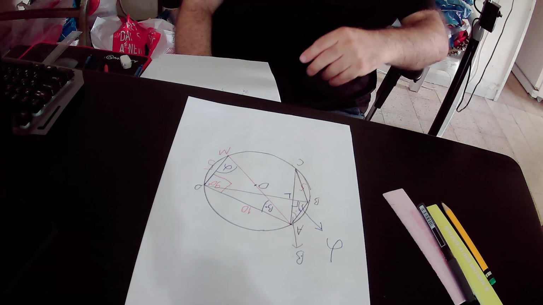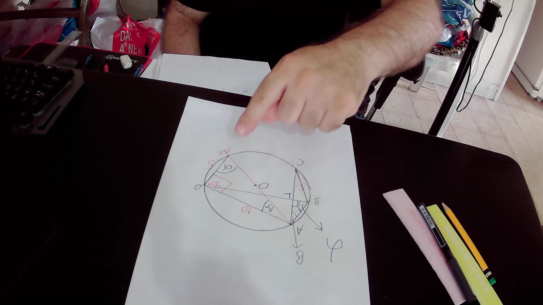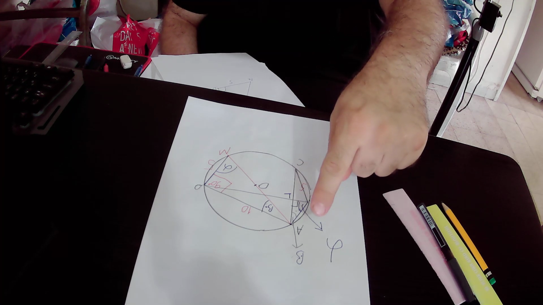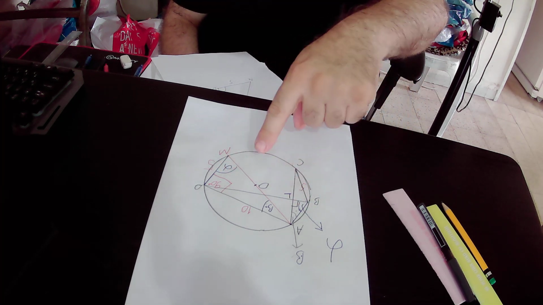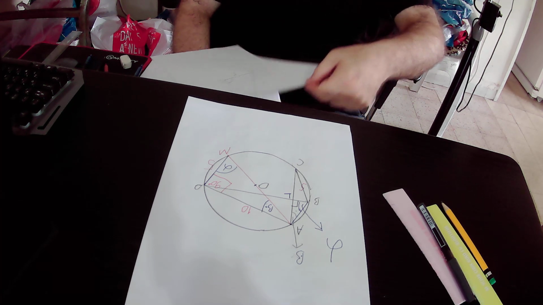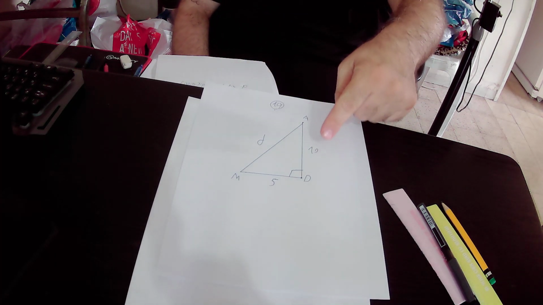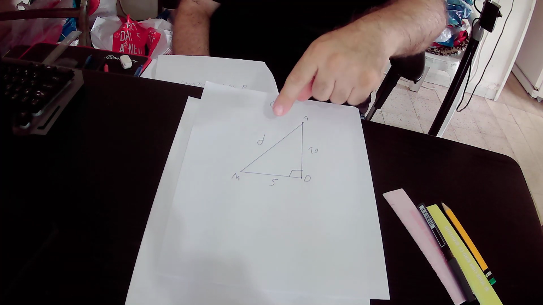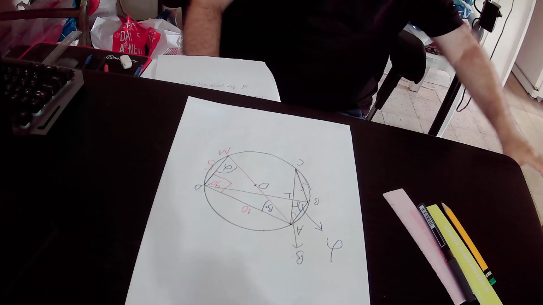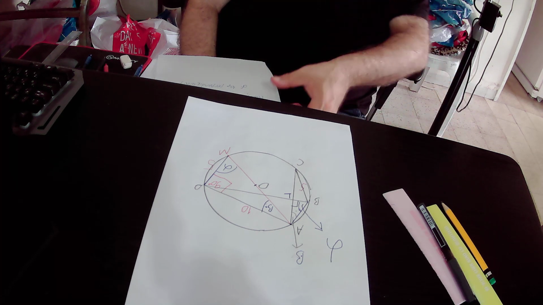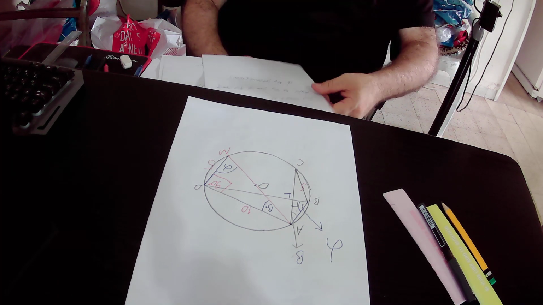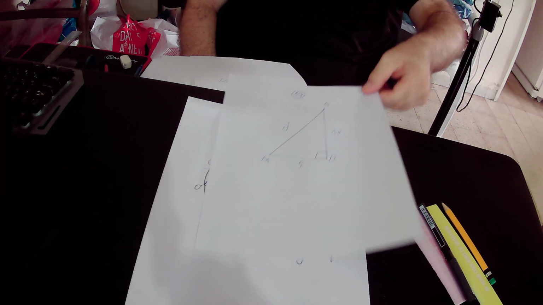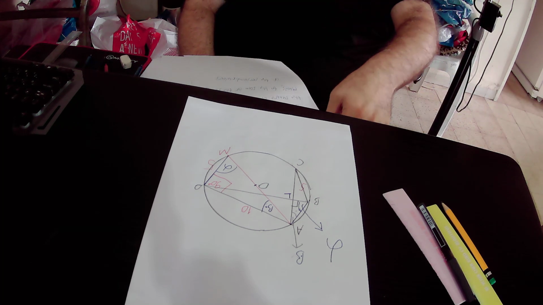So I draw the right triangle ADM again. We know that side MD equals 5 units, side AD equals 10 units, and AM is the diameter of this circle, so we mark it as D. So we can use the Pythagorean theorem in order to find out the value of D, because it is a right triangle.